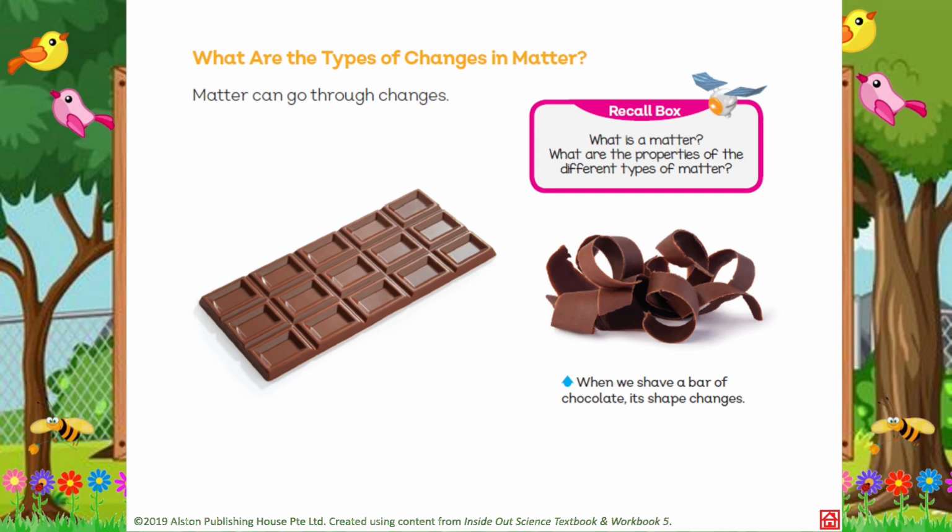All right. So matter can go through different changes. Okay. So it can change from solid to liquid, and as well from liquid to gas, and vice versa. Okay, so for example, if you look at your screen right now, we have a bar of chocolate. So notice that a bar of chocolate is shaped as a rectangle. If we reshape a bar of chocolate, the shape of the chocolate changes, okay? So it's not a rectangle anymore.